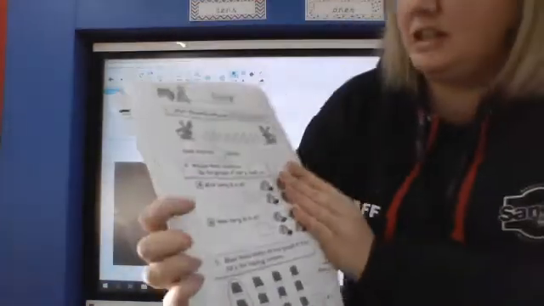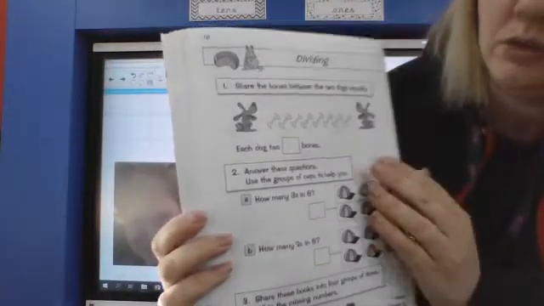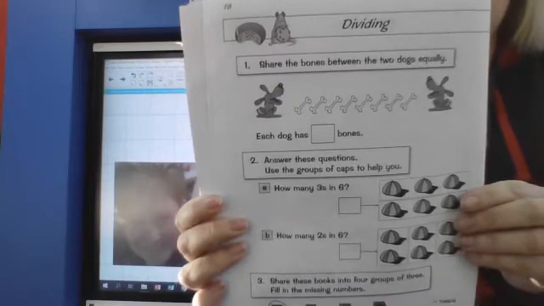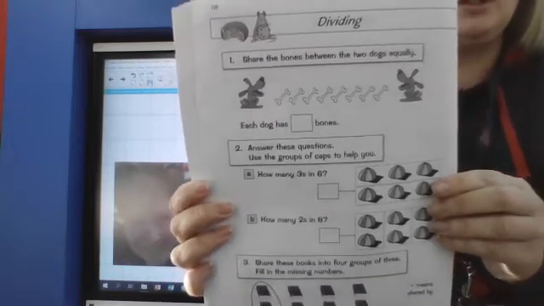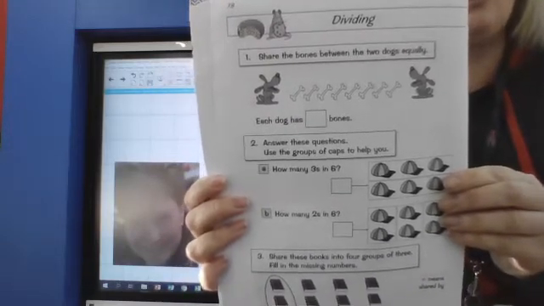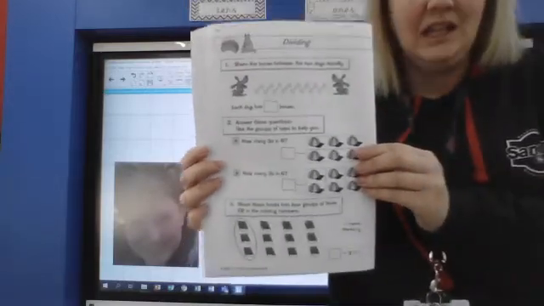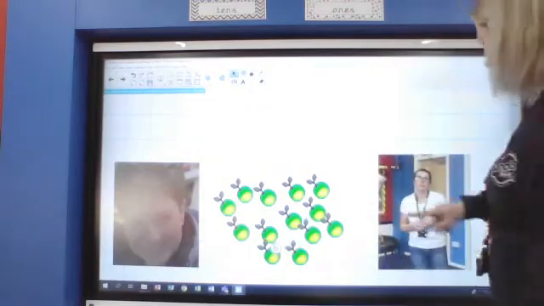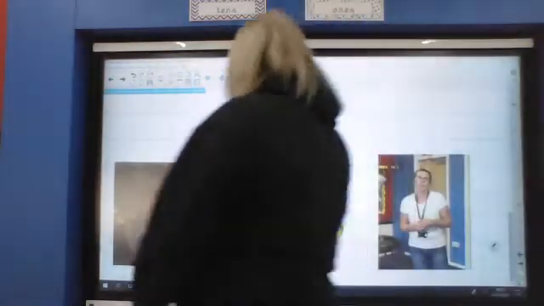So on your page here, on page 18, we are sharing the bones out with each of these dogs, okay? So just the same as what I've done on the board, you need to do in your book, but you might want your whiteboard to help you. So let's just do this one again.